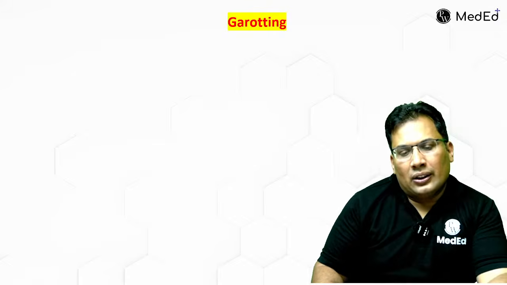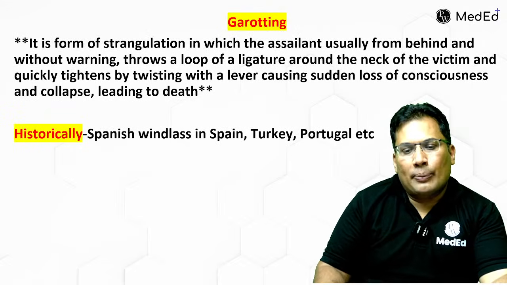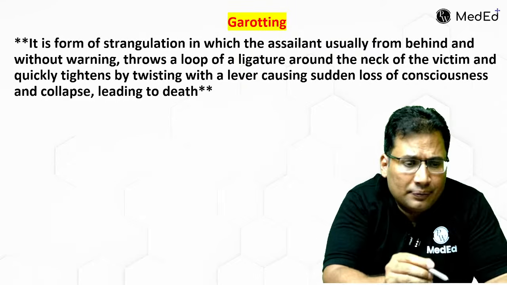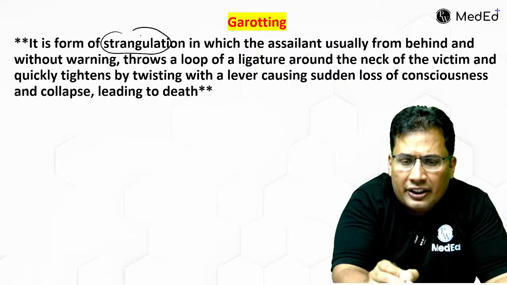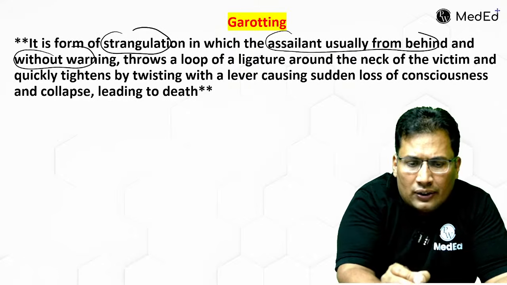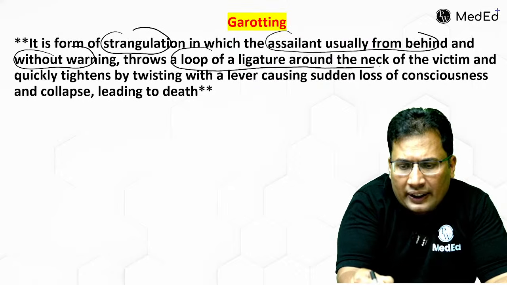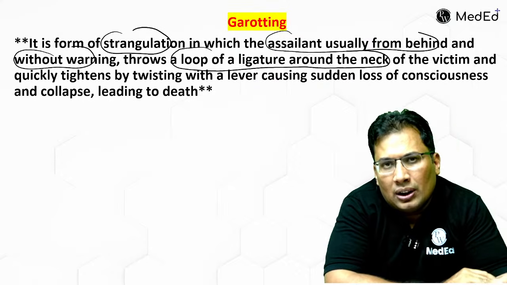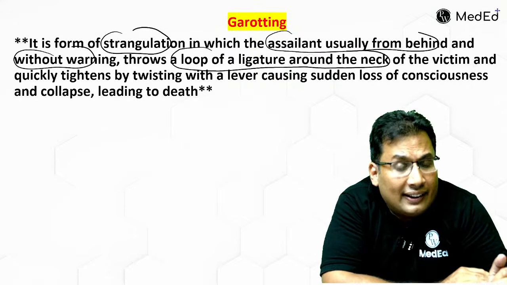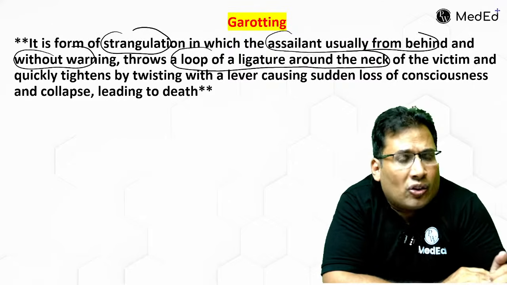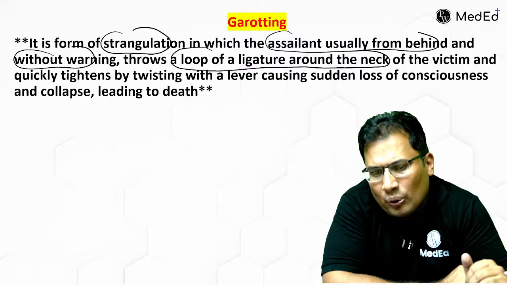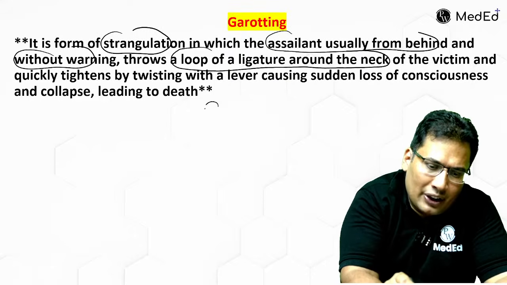Then garroting. What is garroting? Again, this is a commonly asked 3 marks question. See, garroting is a type of strangulation in which the assailant, usually from behind, without warning, throws a loop of ligature around the neck of the victim and quickly tightens it by twisting with a lever, causing sudden loss of consciousness, collapse and leading to death.